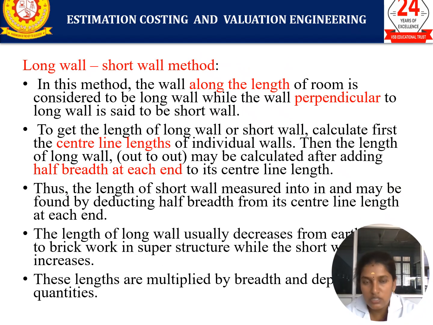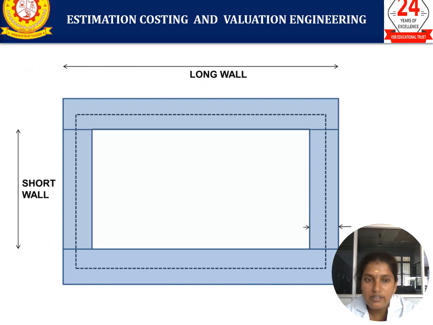In this method, the wall along the length of the building, the length and breadth dimensions are there. So along the length of the room, that wall is considered as a long wall, right? Perpendicular to the long wall, another wall is considered as a short wall. So we have to calculate a center to center length of the long wall as well as the short wall. How to calculate this? We can calculate easily. This is the length, along the length of the wall. This wall is called long wall, this is called short wall, right?